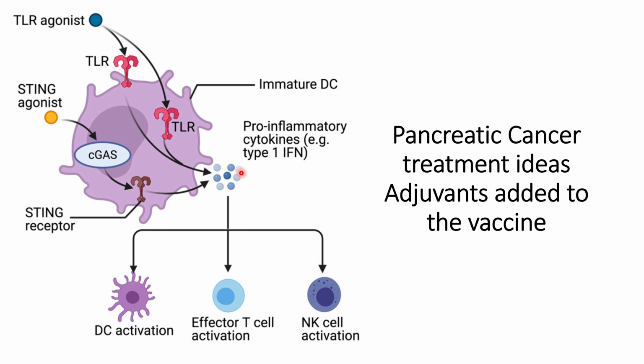These pro-inflammatory cytokines will further lead to the activation of other immune cells. They will activate or mature the immature dendritic cells, and also help in the activation of effector T cells and NK cells. These activated immune cells will then be ready to attack the tumor cells that are present within the patients.